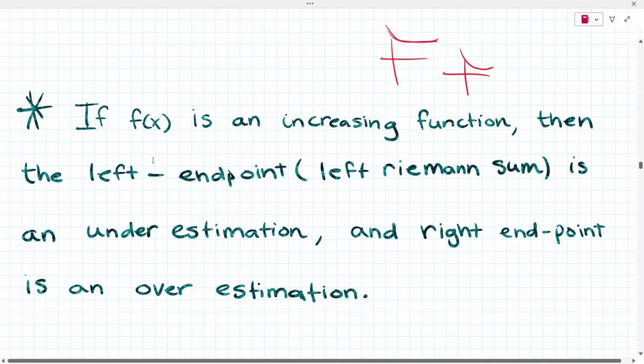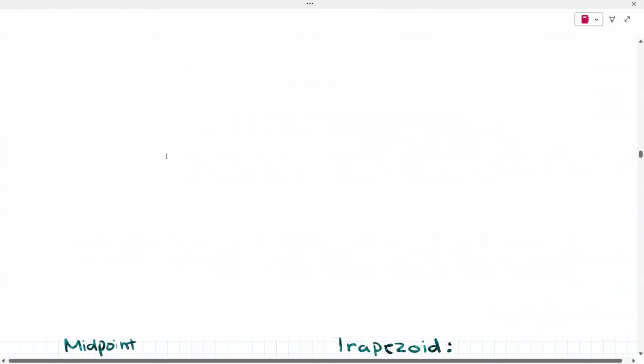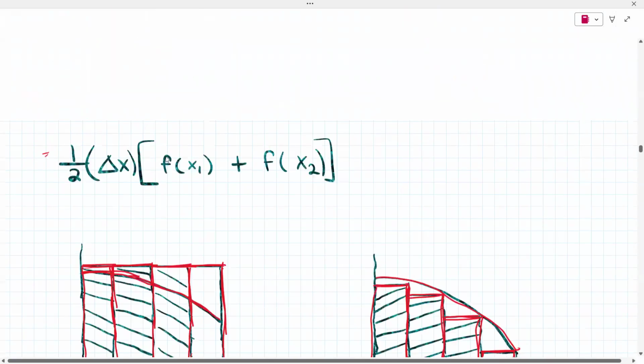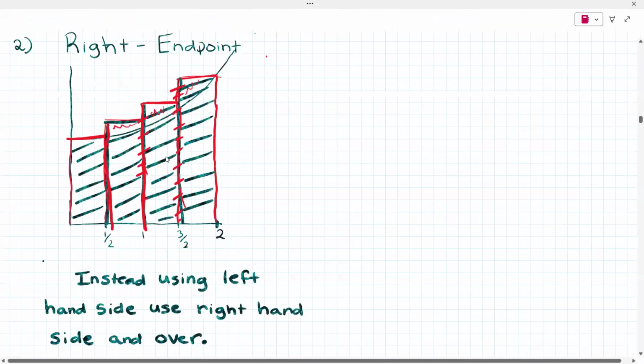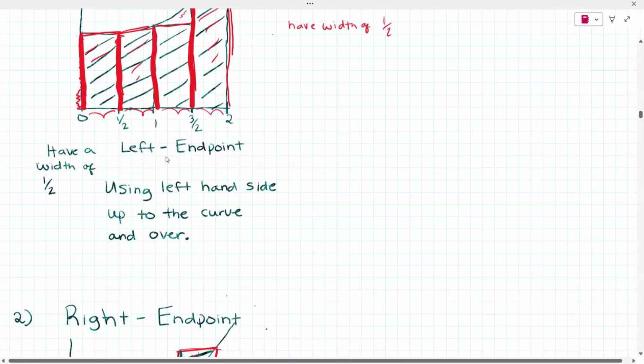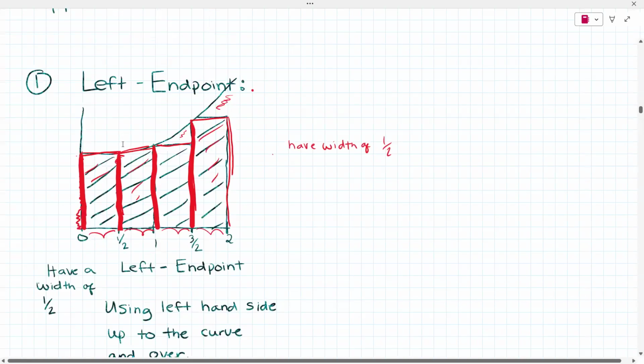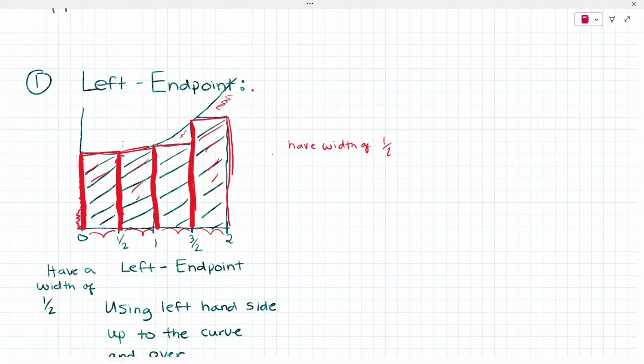But let's go back to our image. Is that true? An increasing function, and then look at the left endpoint. Here's your increasing function, left-hand point. Is that true? Is the left endpoint of an increasing function an underestimation? Yes, because we have not collected the area from here, right? So that is definitely true.